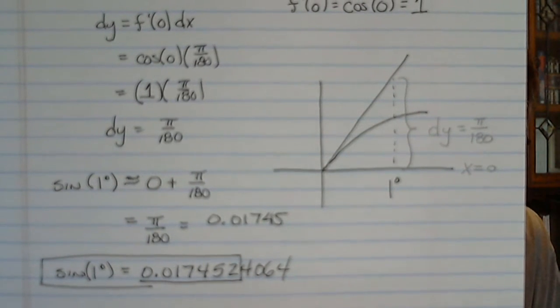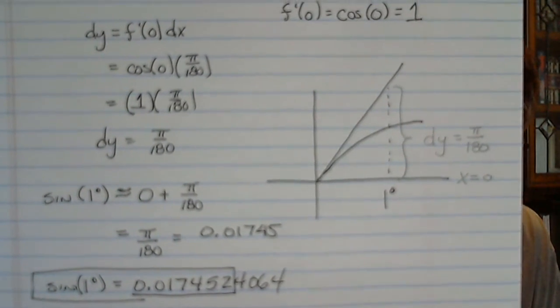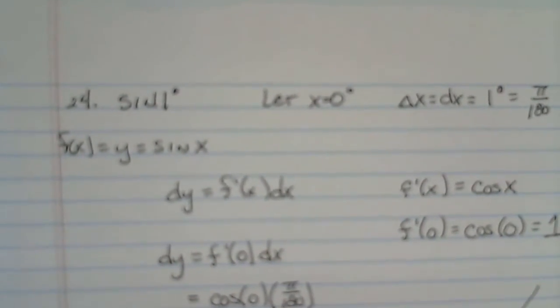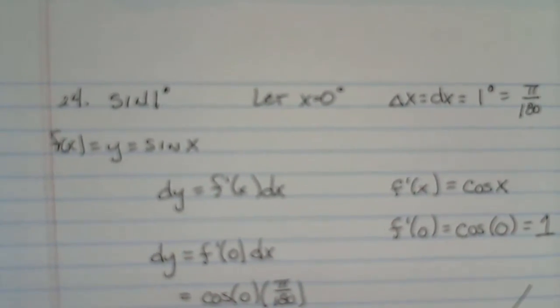So we can use differentials to estimate values. In this case, we estimated the value of sine of 1 degree. Now, I promised to work this out with linear approximation as well. And hopefully, if we work it out with linear approximation, we can get the same result. After all, that's one of your goals, right? To prove that linear approximation and differentials are the same thing. So how would we approach the same problem if we were doing this with linear approximation?